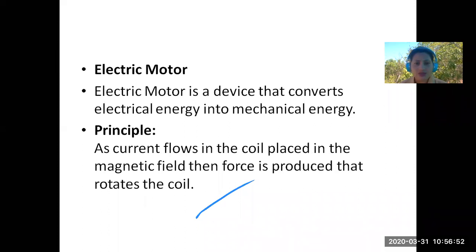So in the previous class, you also learnt about the electric motor. What is an electric motor? It is a device that converts electrical energy to mechanical energy. Mechanical energy, you can do any kind of work using your household appliances, that is your grinder, mixer, or anything else. What is the principle behind the electric motor? As current flows in the coil placed in the magnetic field, a force is produced that rotates the coil. And this is the principle of the electric motor.